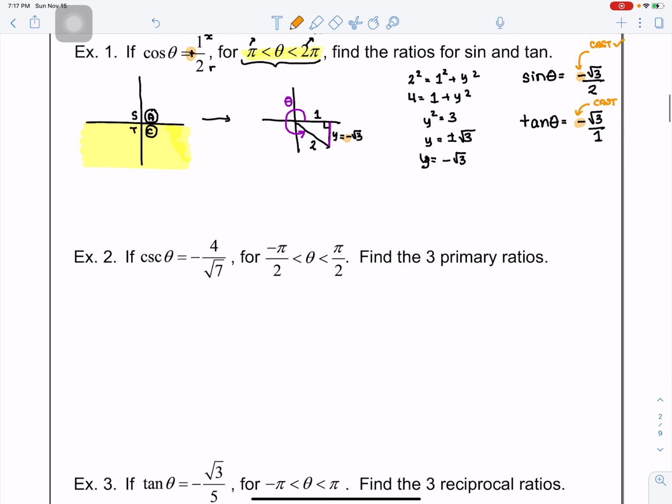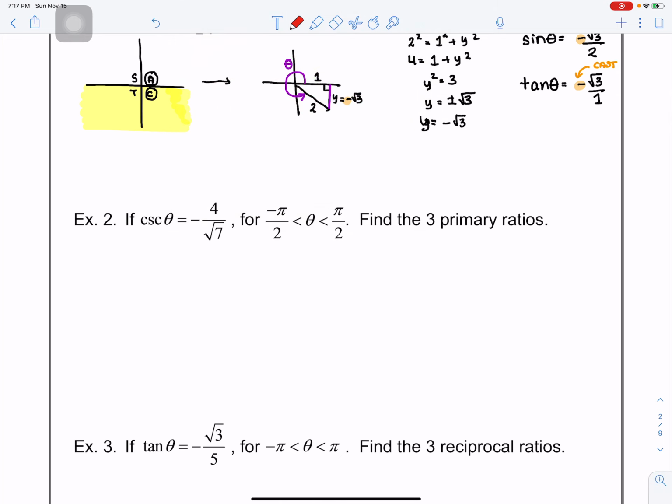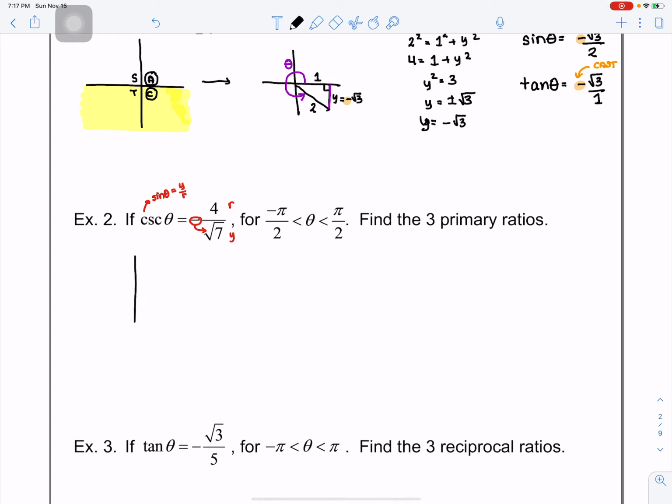Okay, let's look at the next example. Cosecant is the reciprocal of sine of theta, and I know that sine of theta is y over r. So this would be my r value, and this would be my y value, and this negative is going to get attached with the y value because my r is always positive. So I'm going to come draw my triangle.